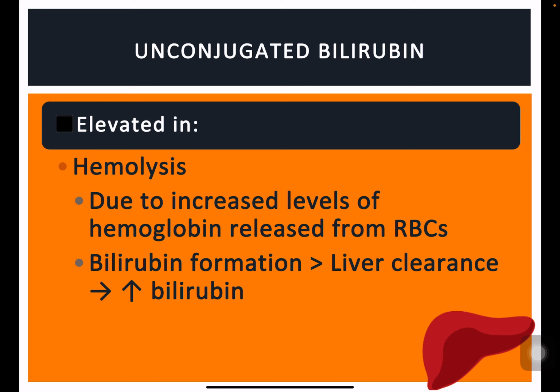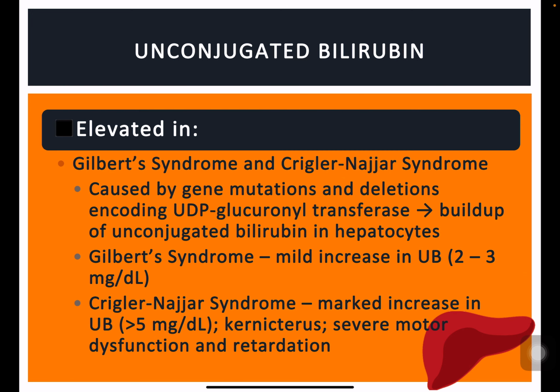Unconjugated bilirubin is elevated in hemolysis. This is due to the increased levels of hemoglobin released from the red blood cells, and the bilirubin formation is greater than the liver clearance. That's why there are elevated bilirubin levels.